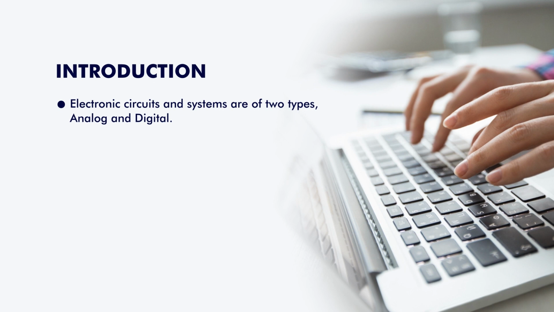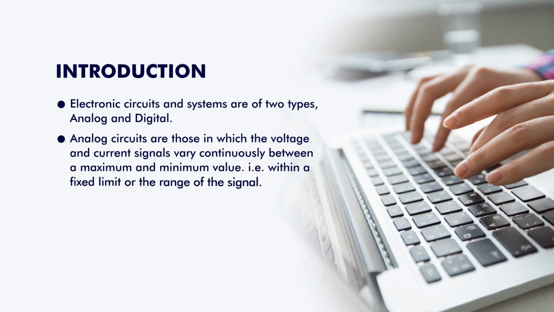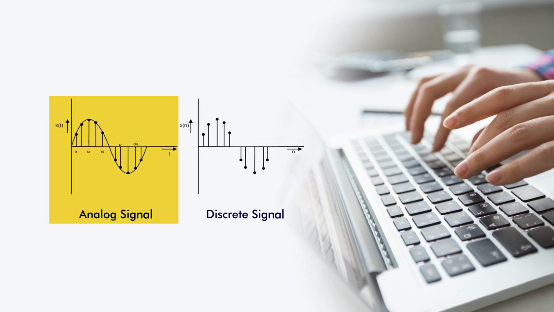Electronic circuits and systems are of two types, analog and digital. Analog circuits are those in which the signals vary continuously between a maximum and minimum value, that is within a fixed limit, or we call the range of the signal. The left hand side of the figure shows an analog signal.